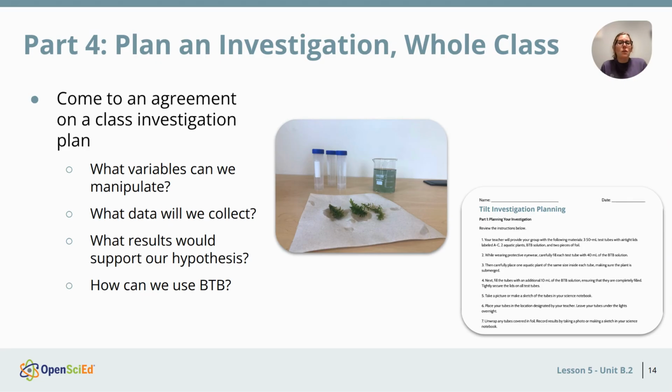And then what data will we collect? How do we know the plants are conducting photosynthesis? What can we measure? And I always like to remind them, all right, remember we used BTB as an indicator previously. How did we use that? What did we see? Could we use that in this investigation as well? And then what results would we expect to see to support our hypothesis? Would we expect to see the BTB more yellow, more blue, and what's going to support that hypothesis?